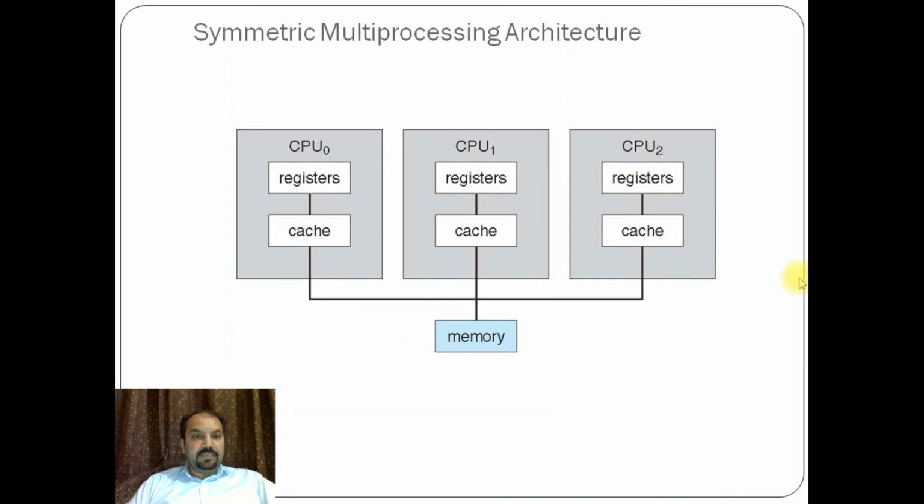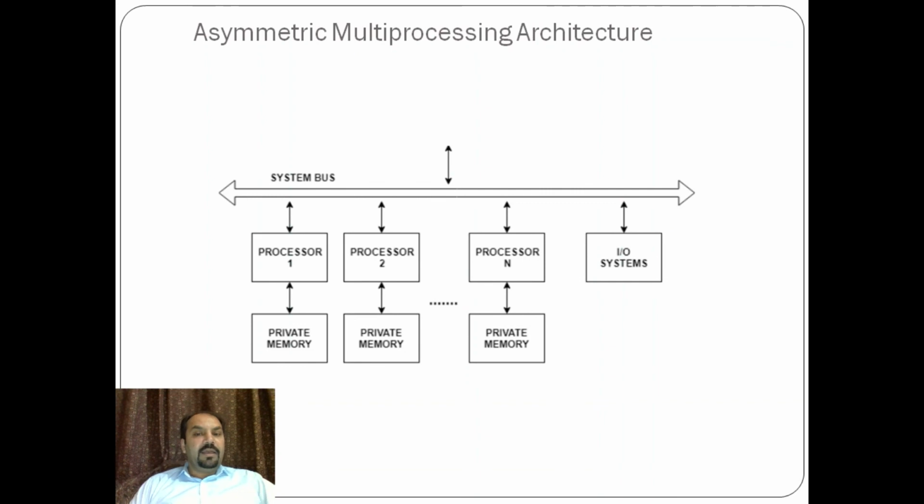You can see in this diagram there are multiple processors, CPU 0, CPU 1 and CPU 2. Every processor has its own registers and cache memory, but they are sharing the single memory. This architecture is called symmetric multiprocessing architecture. And this other diagram represents an asymmetric multiprocessing architecture.